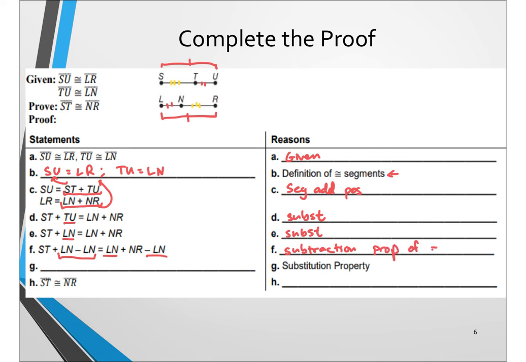Subtraction property of equality. Because again, you can only subtract the same thing. So they substituted LN for TU, and now we can subtract LN from both sides of our equation. When we simplify, we are left with ST is equal to NR. And then we use the definition of congruency to change that equal sign back to a congruency symbol. And then we always sign off. Okay, and that's this proof completed.